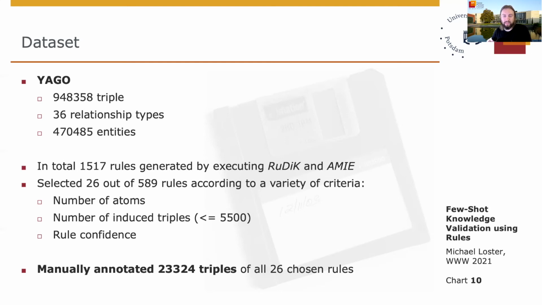This selection was made based on a number of properties, such as the number of atoms in the rule, the facts it produces, or the rule's confidence value as determined by AMIE or RuDiK. We then manually annotated all facts generated by these 26 rules according to their correctness. This ultimately results in a dataset consisting of 23,324 annotated facts.